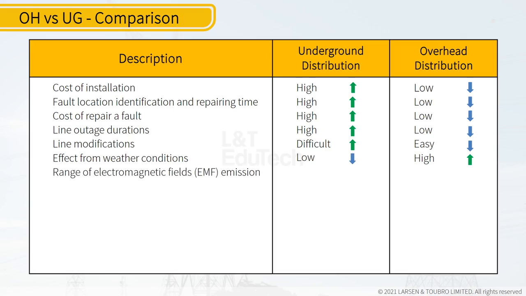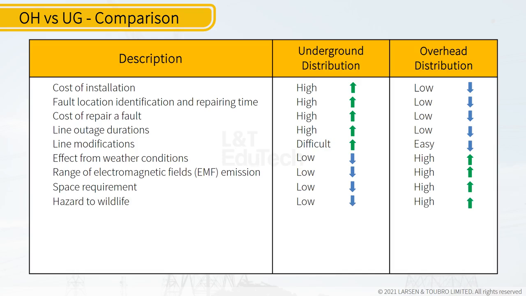Range of electromagnetic fields (EMF) emission, low in underground cabling while high in overhead line. Space requirement, low in underground cabling while high in overhead line. Hazard to wildlife, low in underground cabling while high in overhead line. Illegal connection or theft of power or pilferage, nil in underground cabling while high in overhead line.